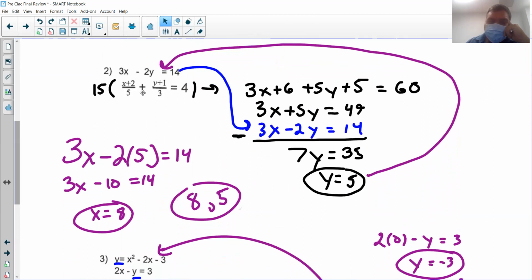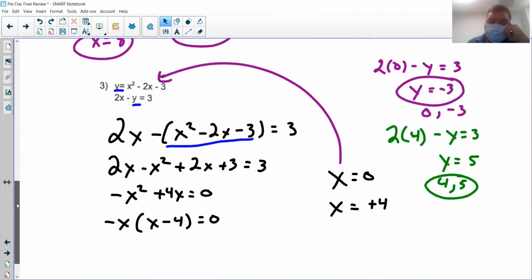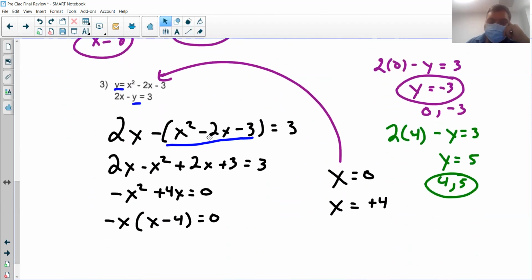This one, I have to get rid of the denominator on the bottom. So I multiply everything by 15. This one, I just substituted. So anything in the blue underline, I substituted that. And then solve the quadratics. Since I get two x's, I'm going to get two pairs of answers.